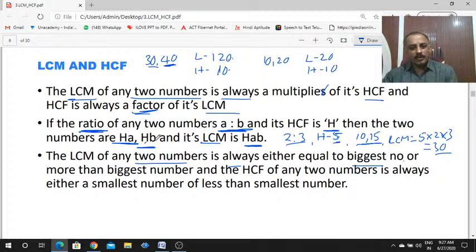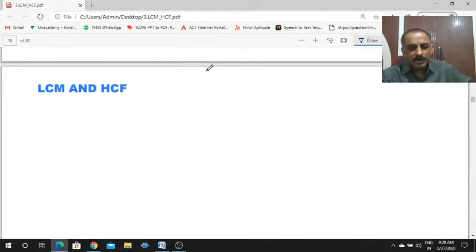So what is the last point? The LCM of any two numbers is equal to the biggest number or more than the biggest number. And the HCF of any two numbers is equal to the smallest number or less than the smallest number. Here 10 and 20: the HCF is 10, the smallest number. In some cases it is less than the smallest number also. Okay. Now the next one.